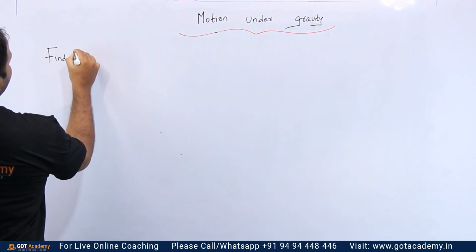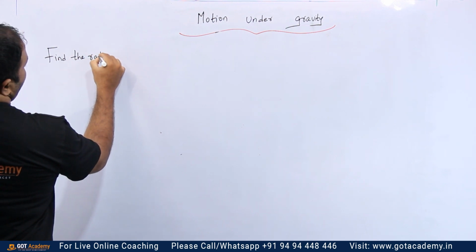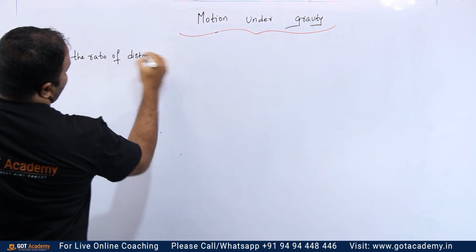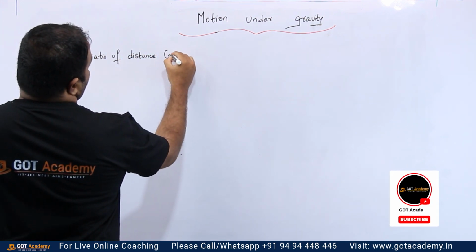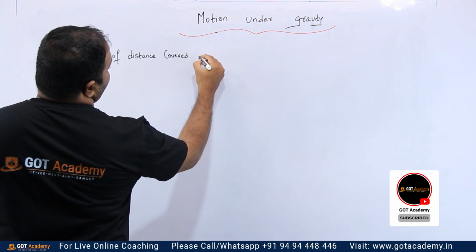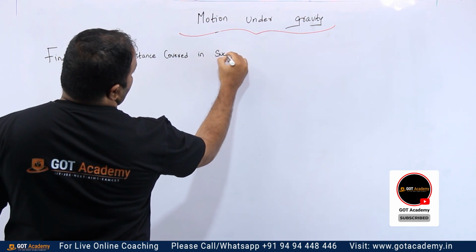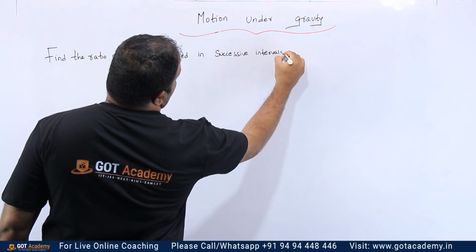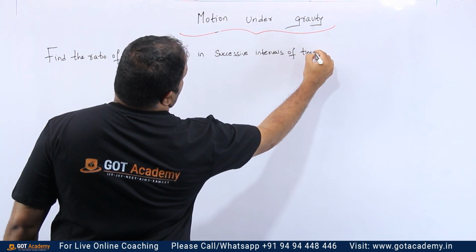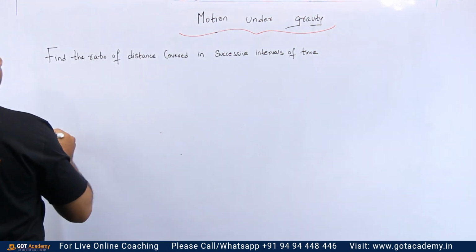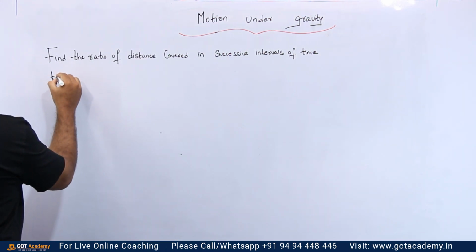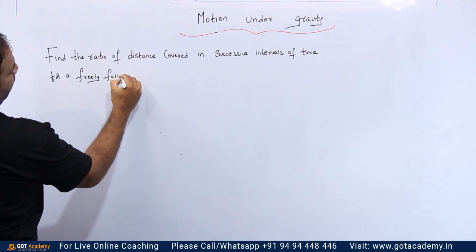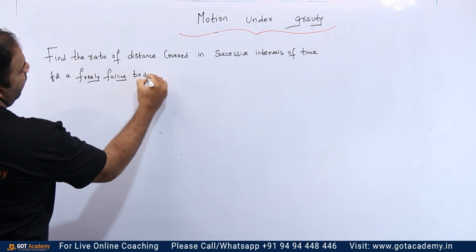Find the ratio of distance covered in successive intervals of time, for a freely falling body. This is what is important.